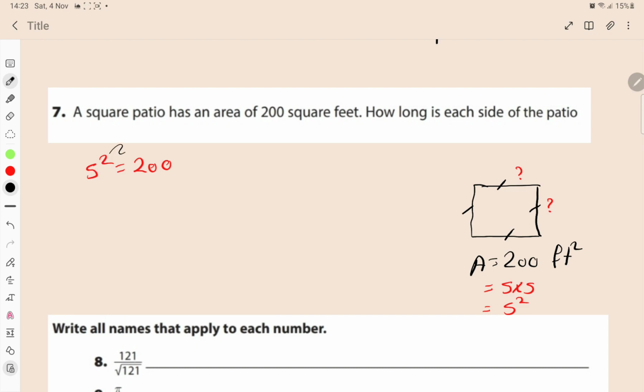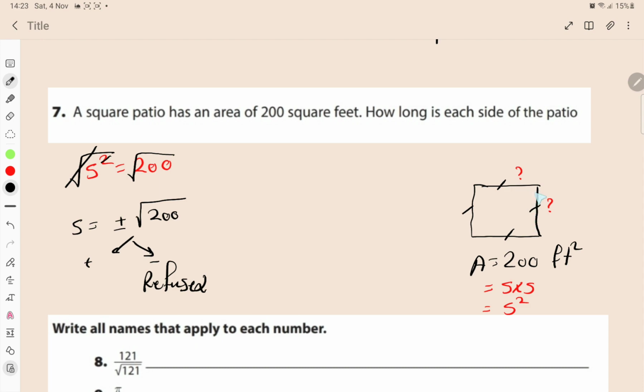If you want to get the s or the side, square root left, square root right. Power 2 will cancel the root. S equals positive or negative root 200. What is root 200? This is the question. But the question now is, can the side be negative? No. So if we said that it can be positive or negative, actually the negative solution is refused, because I have no sides for a square that can be negative. So the negative answer is refused. So now it is side equals root 200.